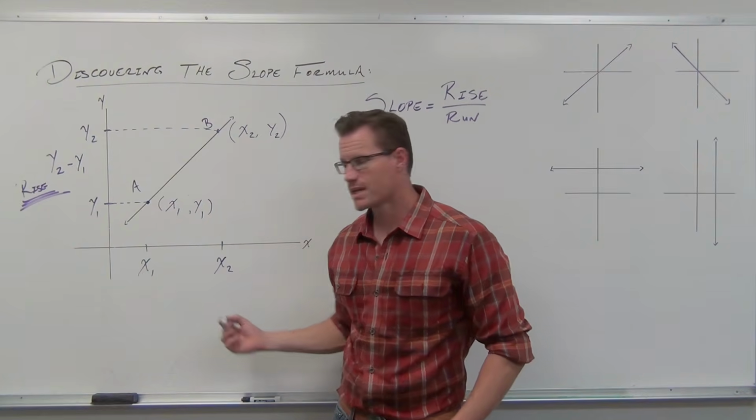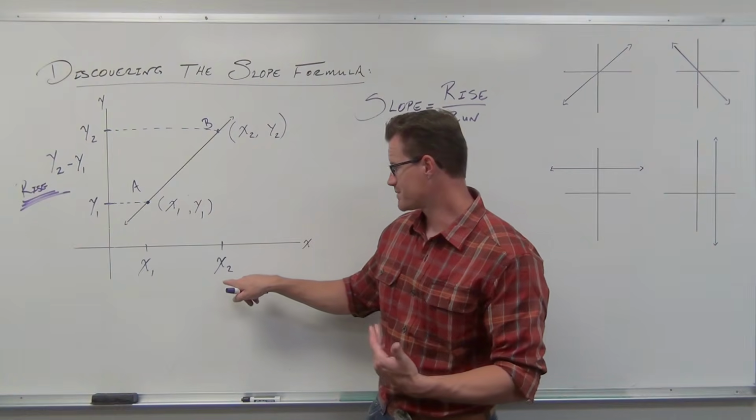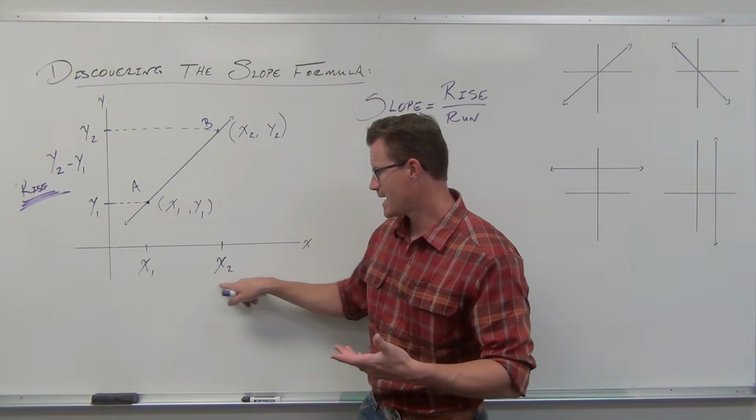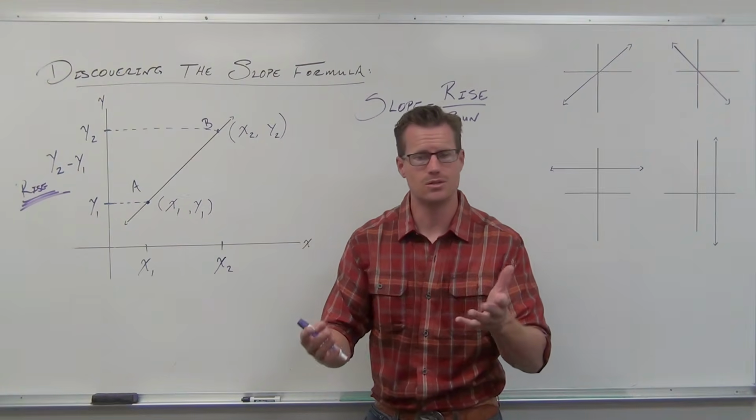Now, run always has to go to the right. So to find the distance between these two numbers, if this was, again, 10 and 3, if that's 10, that's 3, the distance is 7. You're still subtracting. That's how you find the distance between any two numbers.